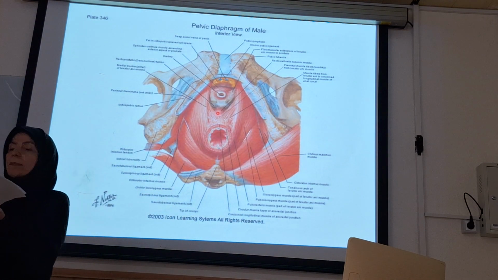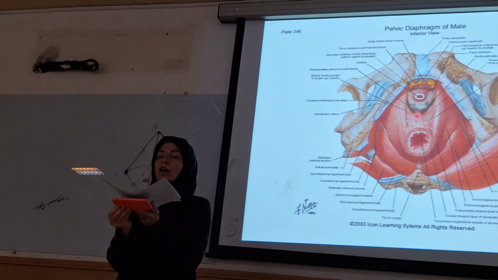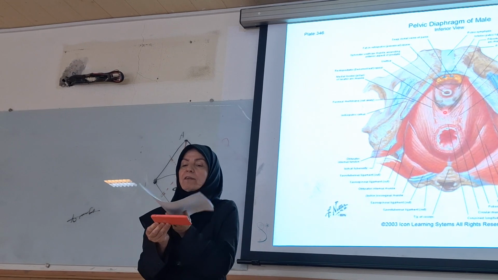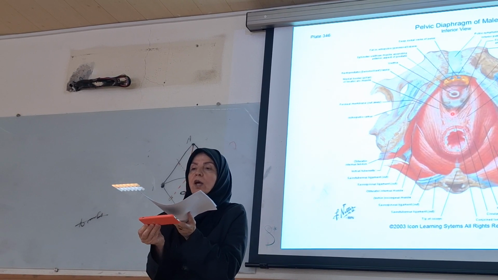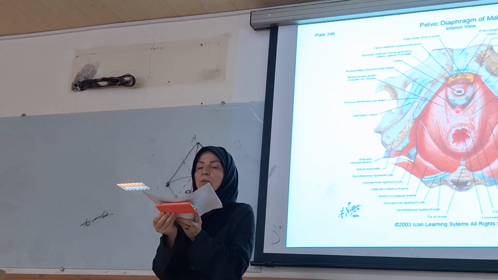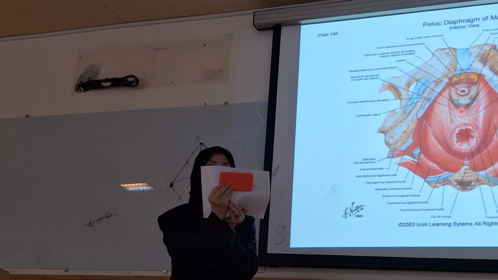This diaphragm is only in the anterior triangle, the urogenital triangle. What's the name of this diaphragm? We call it the urogenital diaphragm. So pelvic diaphragm, urogenital diaphragm. The urogenital diaphragm is only visible anteriorly. Posteriorly, we are not able to show you the urogenital diaphragm.